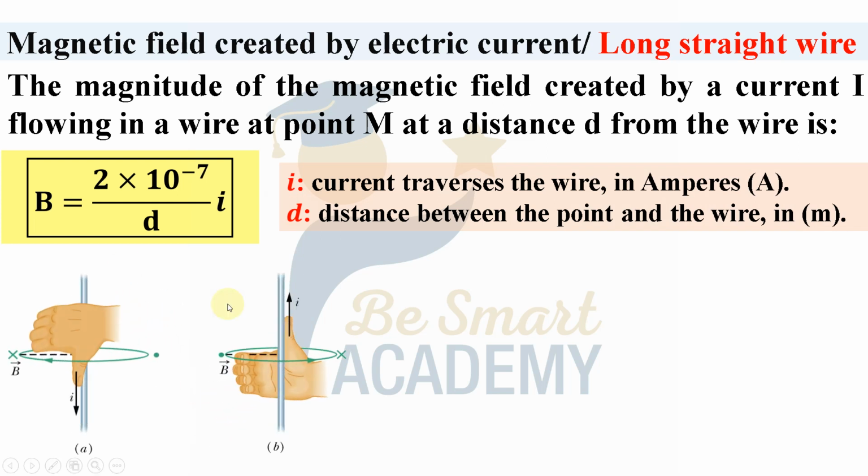where I is the current passing through the wire and D is the distance between the wire and the point. As shown in the following figure, we have here a point and we have a wire. This wire contains an electric current. There is a magnetic field at this point, and also at these other points.